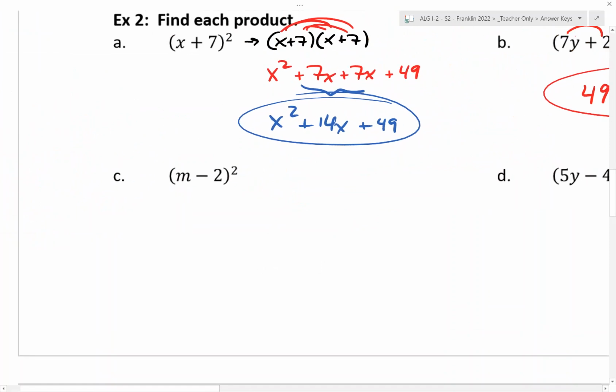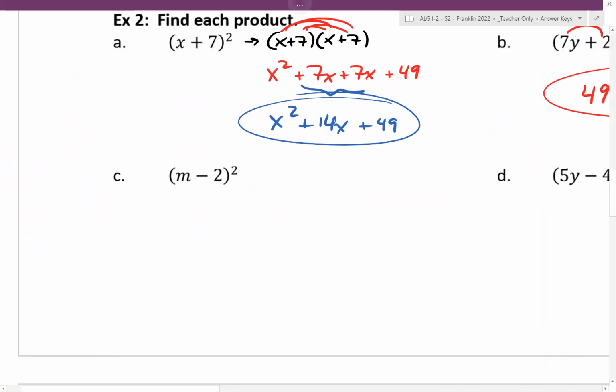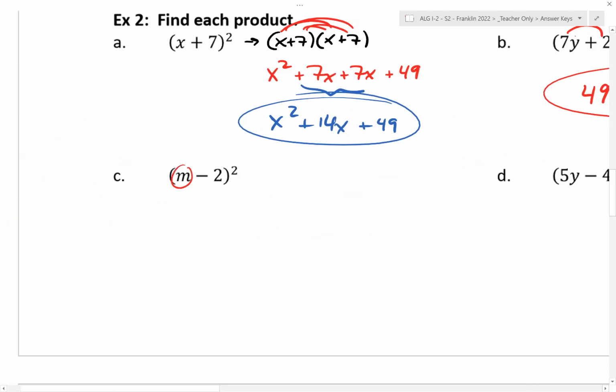So let's try that again here. We have (m - 2) squared. So first of all, m times m is m squared. Negative 2 times m is negative 2m, but doubling that is going to be negative 4m. And then negative 2 squared is positive 4.